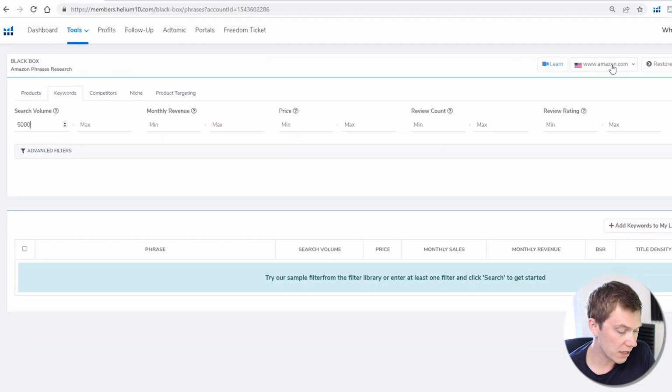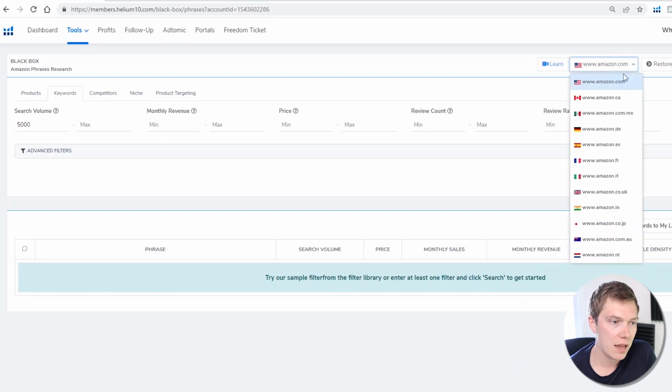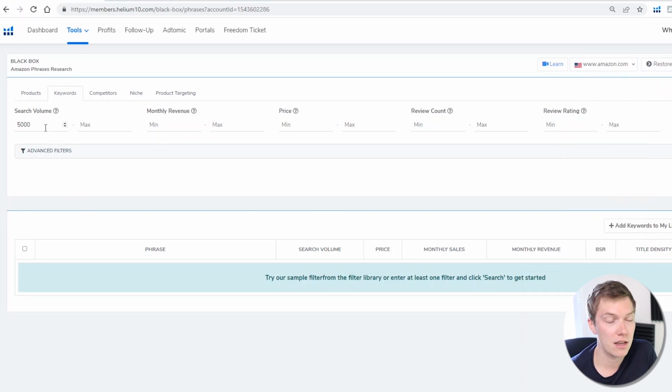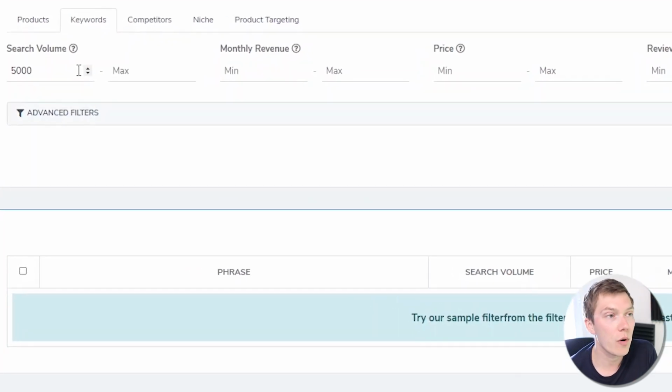But if you want to sell in the UK or Europe, all you need to do is just change this drop-down box. Now, the US marketplace is Amazon's biggest, so 5,000 is actually quite low. You'd probably want it to be even higher, but just for this example, we're going to stick with 5,000. Whereas in the UK, that 5,000 might actually be quite high. So if you're in the UK, you might want to change that to 1,000 instead. So search volume of a minimum of 5,000.